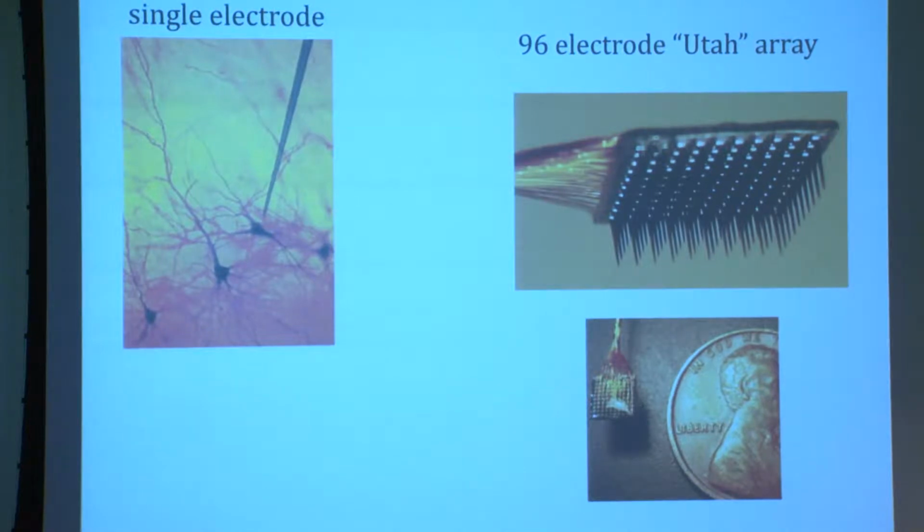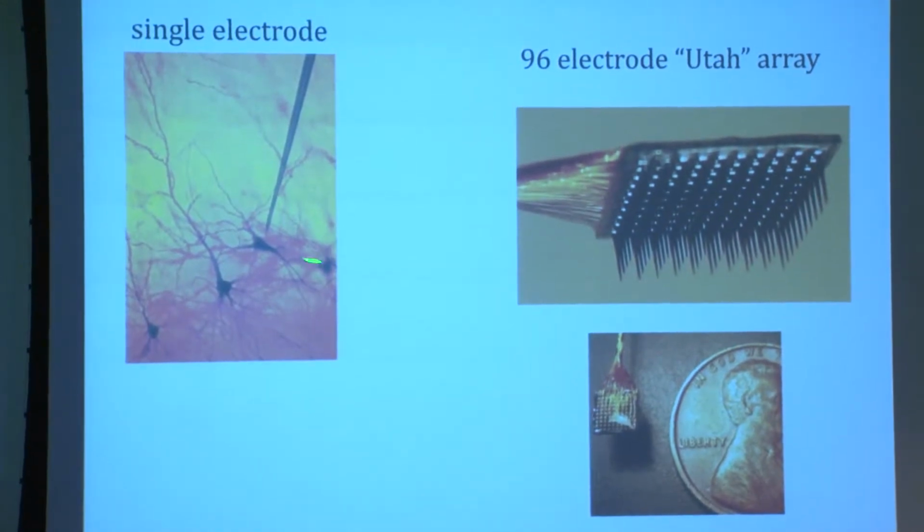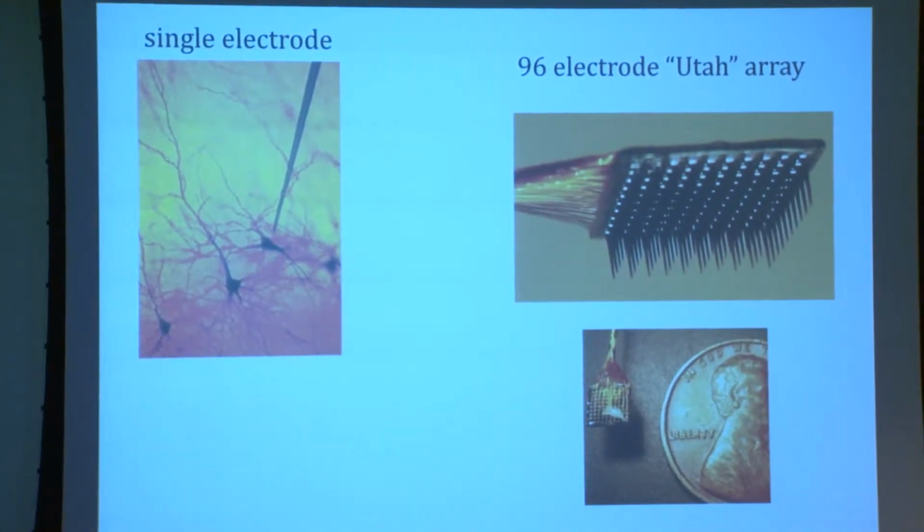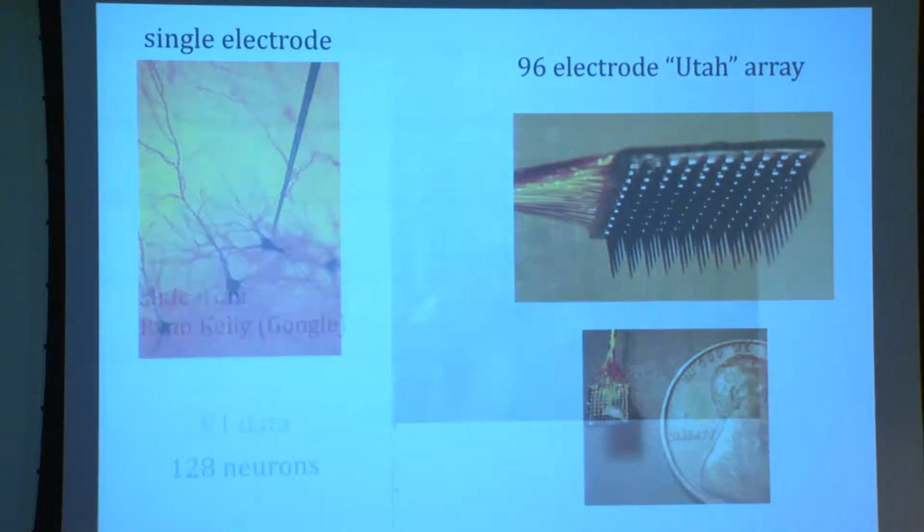On the left is a picture of the way data of that type is collected, a single electrode going into a region of the brain near one of the neurons that's now being recorded. These days there's a variety of multi-electrode arrays. This is one of the most commonly used, the Utah array here, shown next to a US penny. And it allows much richer data collection.